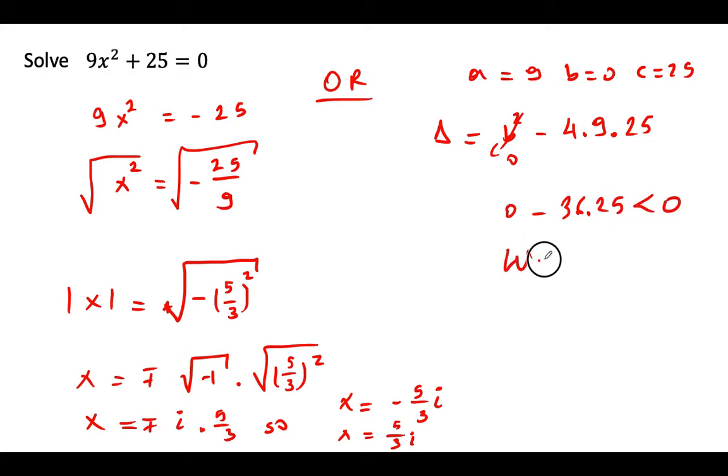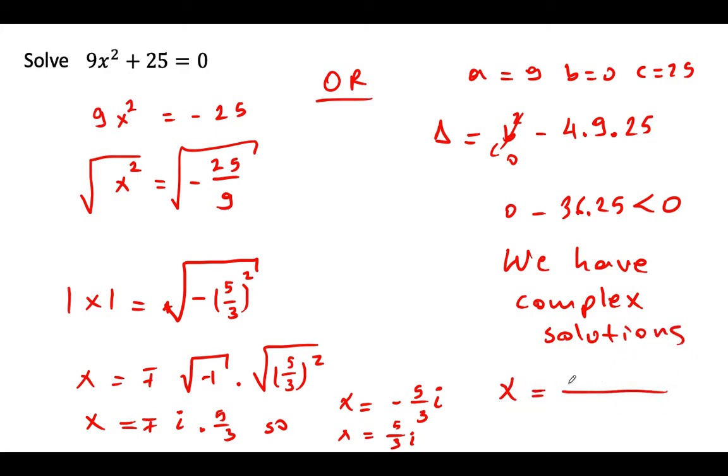So we have complex solutions. In order to find the complex solutions, we can use that x is equal to negative b plus minus root delta over 2a, but I am not doing it one more time, so this will be the answer. Okay, now the other question.